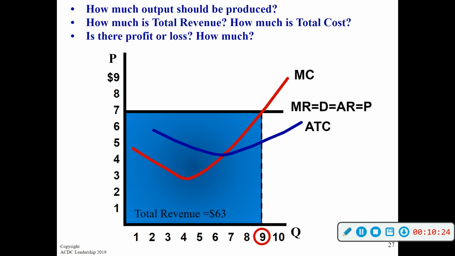But for right now, just know it's where it crosses the MR curve. Yep, so where the black line crosses the red line, that's your profit maximizing output. Wherever that comes straight down, whatever that quantity is. If we take 9 units times $7, our total revenue is $63 that this firm brings in.